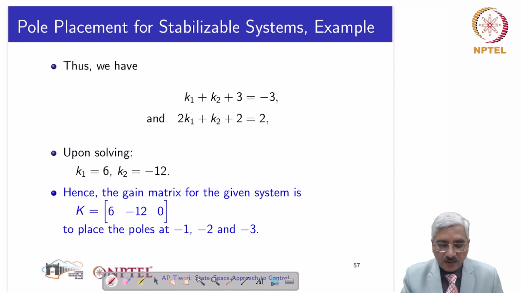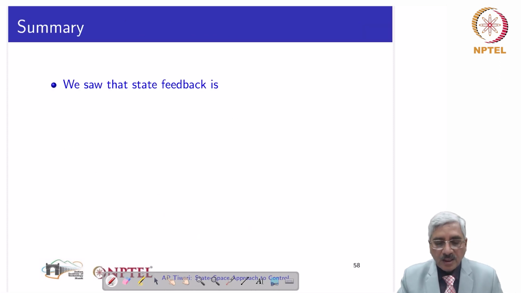And so we have the gain matrix. This is the gain matrix for the controllable part, and this is the gain matrix for the uncontrollable part. So we assemble the K for the transformed system, and in this case the transformed system is the same as the original system. So we get the K and we get the corresponding pole locations as -1, -2 and -3.